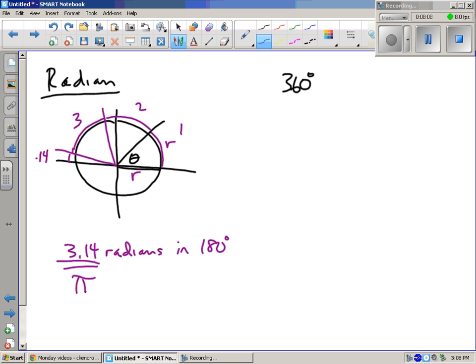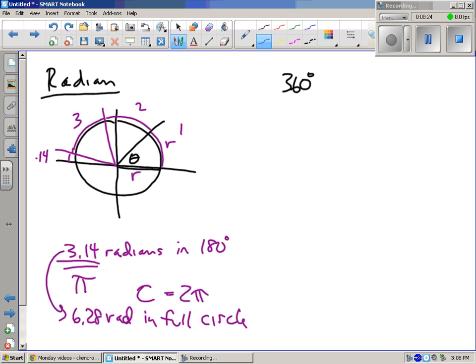And the circumference, remember, is 2 pi. So if I multiply this by 2, I get 6.28. So there are 6.28 radians in the full circle, or 360 degrees. Okay, so you're going to have to start using the idea of pi and 2 pi radians rather than degrees. And we're also going to break it down into other angles too.